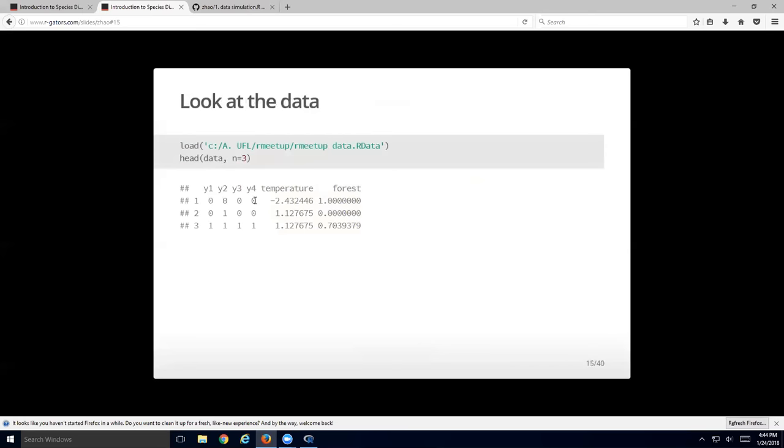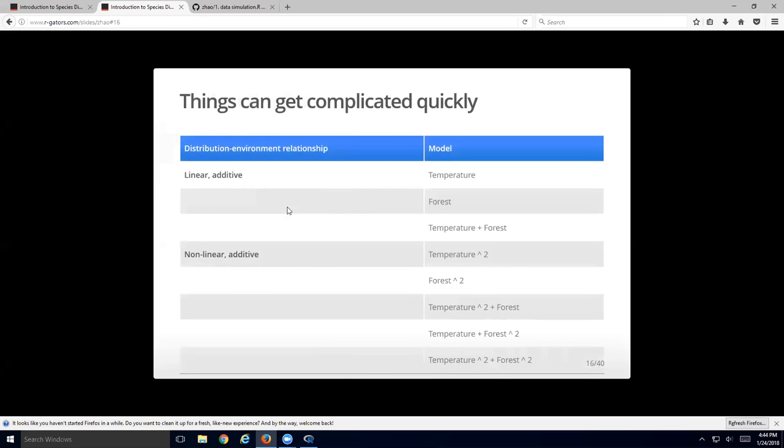Okay. Also, I have the covariates for each site. So for the nonlinear relationship, you can see if I only consider linear and additive relationships, since I only have 2 covariates, right, I only have 3 models. The first model, I only include temperature. The second model, I only include forest. And the third model, I include the additive form.